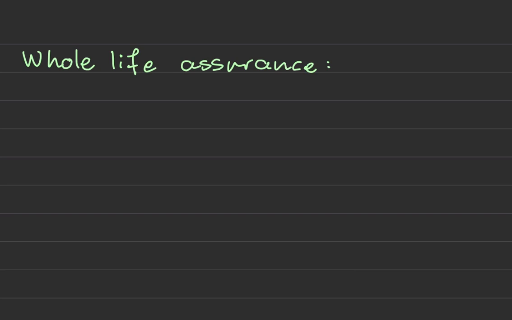Okay, so this first one we're talking about a whole life assurance contract. It's guaranteed to pay out because the person is eventually guaranteed to die. And when they do eventually die, at the end of the year in which they die, they'll be paid.